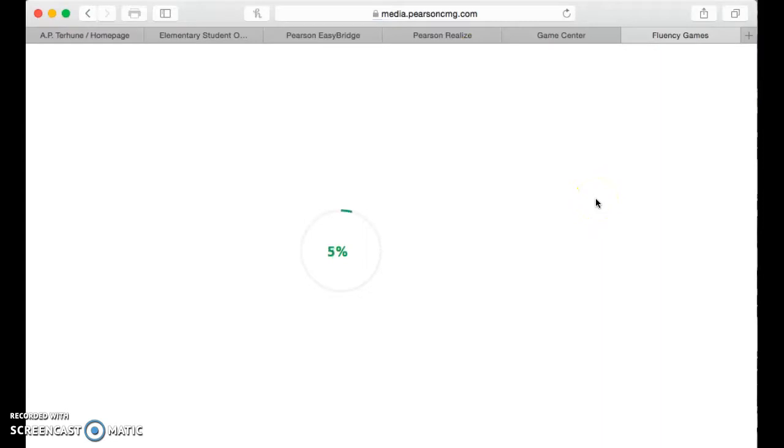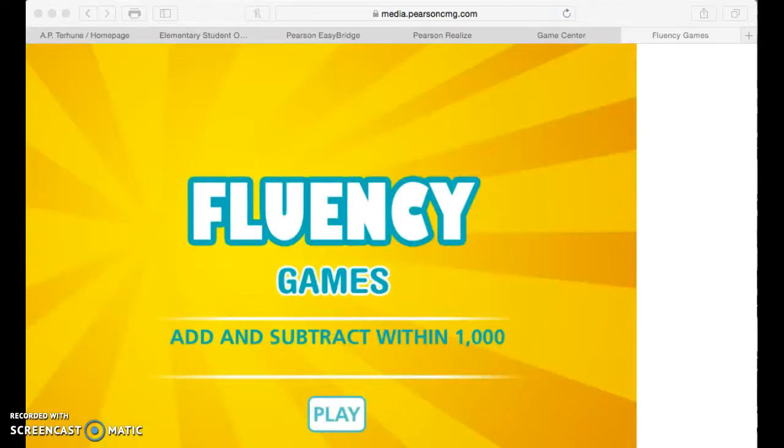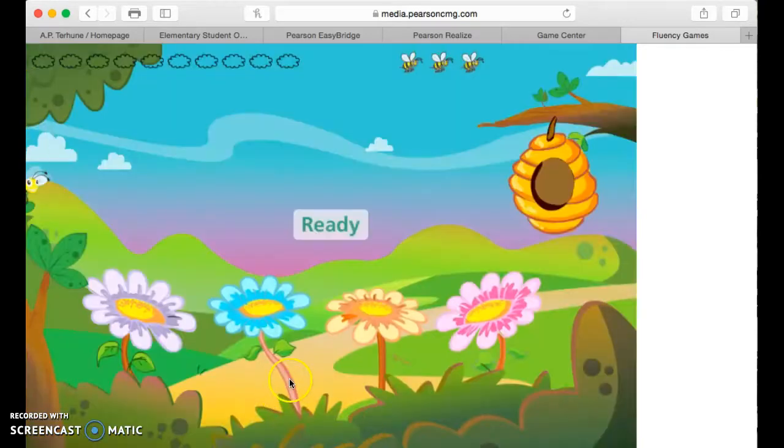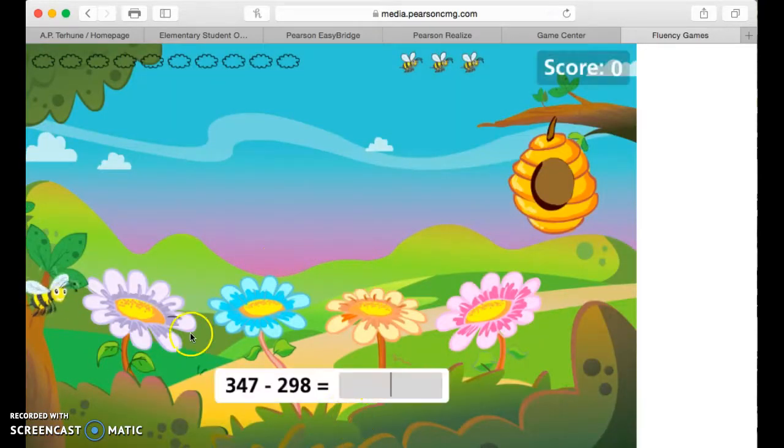It loads, might take a little while. But here we are. So here's our fluency games, and you may need a piece of scrap paper or something to go along with it because it's addition and subtraction within 1,000. So you can hit play, and one day it'll go. Ready? Go. So you'll actually have to solve this. When you get your answer, your bee will move.